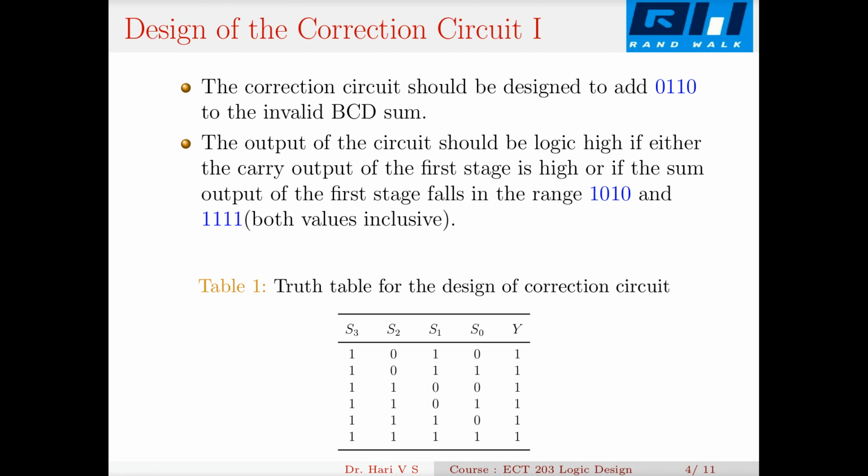So let us analyze this case by case. Let us see the conditions. Let us see the cases where this S3, S2, S1, S0 falls within 1010 and 1111. In that case, for all patterns of sum S3, S2, S1, S0 from 1010 to 1111, the output of that correction circuit I am designing should be a 1. So I can put this in a truth table. I'm sorry, I can put this in a Karnaugh map, a 4-variable Karnaugh map, and I can design a circuit for this. Such a truth table will look like this. Here, for all patterns from 0000 to 1001, output Y is a 0. For the remaining patterns from 1010 to 1111, the output is high.